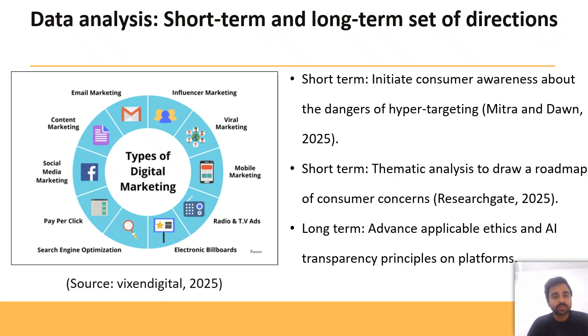Here are some types of digital marketing I put on the slide. The first one is influencer marketing. The second one is viral marketing. The third one is mobile marketing. The fourth one is radio and TV advertisement, electronic billboards. The next one is search engine optimization. The next one is pay per click, and the next one is social media marketing like Facebook, Instagram, WhatsApp, content marketing, email marketing as well.